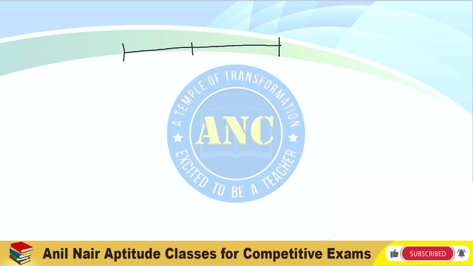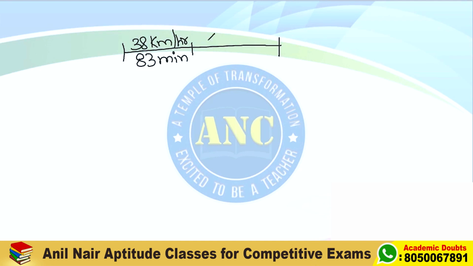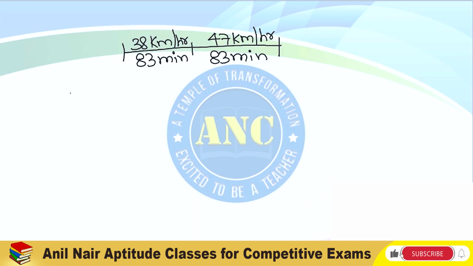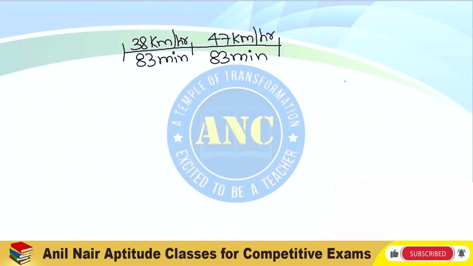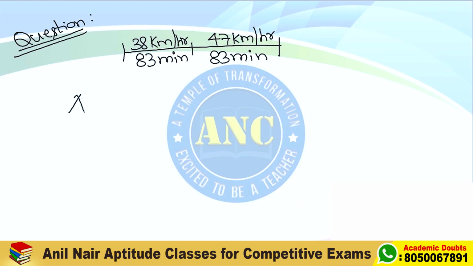Suppose for example, I am traveling for the first 83 minutes at a speed of 38 kilometers per hour, and in the next part I am traveling at a speed of 47 kilometers per hour, and the time taken here also, let it be 83 minutes only. The question is so simple. It is exactly similar to the previous question. Instead of a 2:3 ratio, now I am taking a 1:1 ratio. That's the only difference. I am just giving a practice question so that you will understand it better. So the question is, find the average speed of the journey.